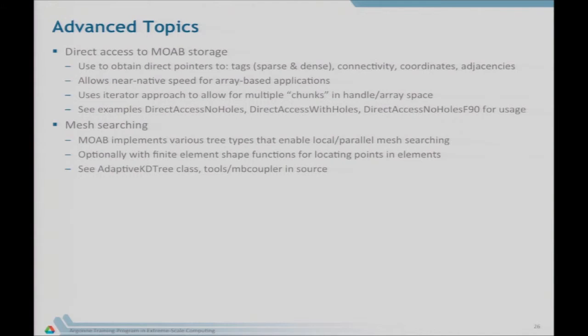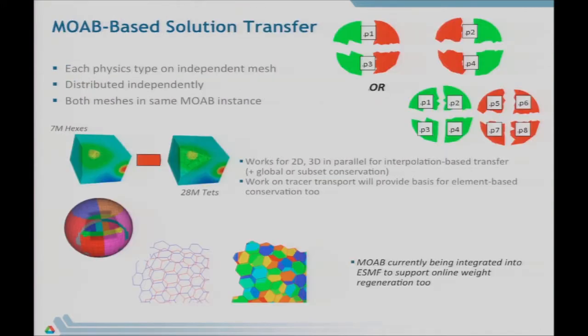There are some advanced topics that I don't have time to talk about. Like I said, MOAB can give you direct access to tag storage. In some cases, that really helps in terms of efficiency. MOAB provides tools for mesh searching, both serial and parallel, based on tree decompositions of the mesh. Something we've worked on extensively in MOAB is solution transfer, where we want to transfer a field from one mesh to another in parallel. And that can be tricky because you can't control decompositions. And it's an unstructured mesh, so you're not sure that pieces of the first mesh are on the same processors as pieces of the second mesh.